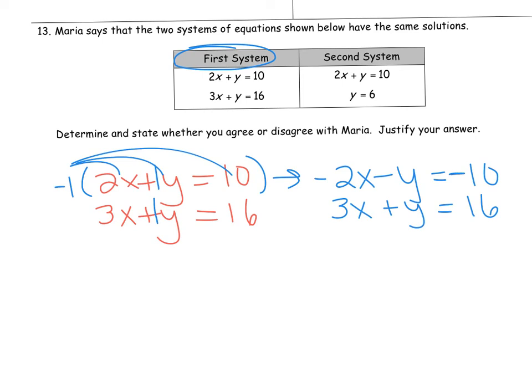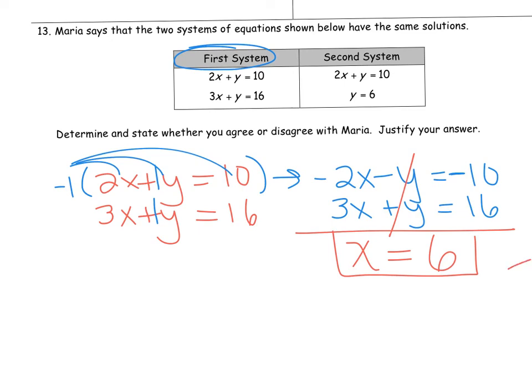This is going to work, guys. Because look, now my y's are going to cancel. When I add vertically, I'll have x equals 6. So there's my x value. I'm not done, though. Not done. Now that I have x, what do we have to go back and solve for? People in the back. Yes. Gotta solve for y.